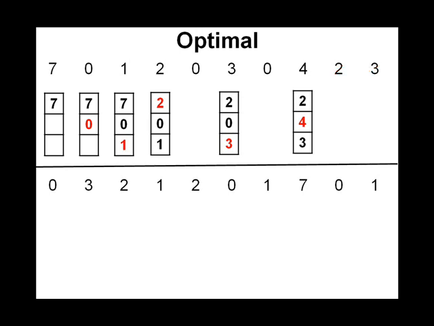The next page we want to execute is 2. The 2 is already present in the memory. Next page 3. 3 is also present in the memory. So there is no page fault. So next we go for the 0.